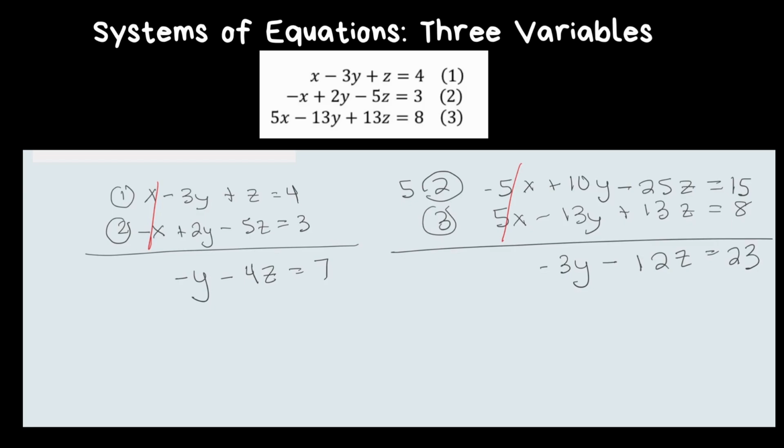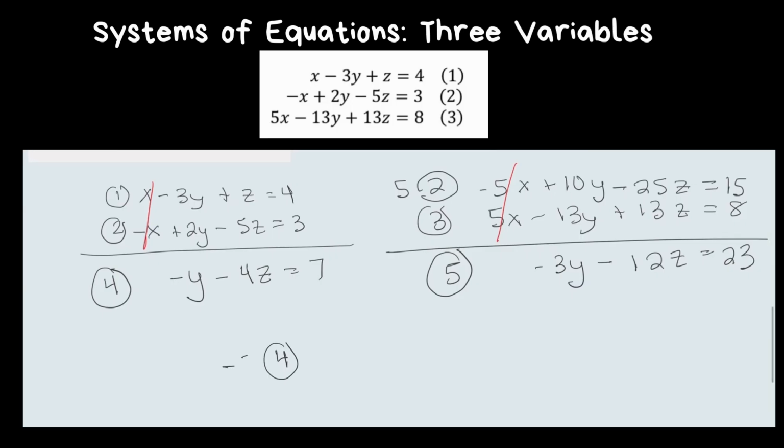Okay, now this is my equation 4 and my equation 5, and let's work with these. I'm going to eliminate y, so we will take equation 4 and multiply it by a negative 3. This will give me a 3y plus 12z equals a negative 21. Equation 5 I'm not changing.